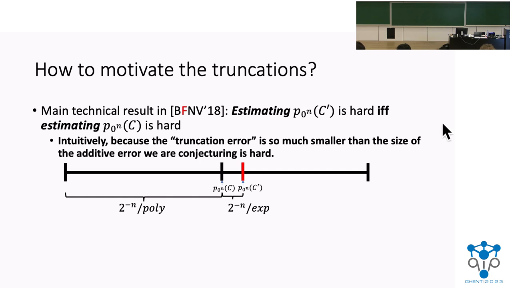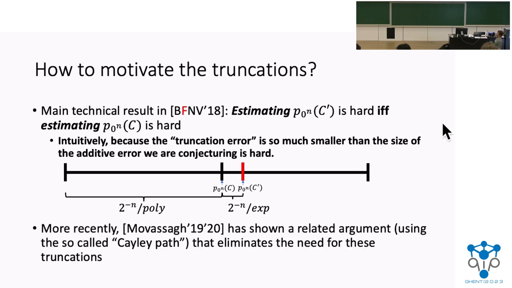And so somehow the moral is, if we're really making a conjecture that outputting any point in that much wider radius or distance is hard, then somehow the really small distance between the output probability of the unitary circuit and the output probability of the truncated circuit shouldn't matter that much. In fact, we prove this, but luckily for everyone involved, you don't even have to go through this anymore. It's largely historical, and the reason is because follow-up work to this by Ramis Movassagh showed a related argument using what he calls the Cayley path that actually eliminates the need for these Taylor series truncations altogether, which is actually a very nice result.